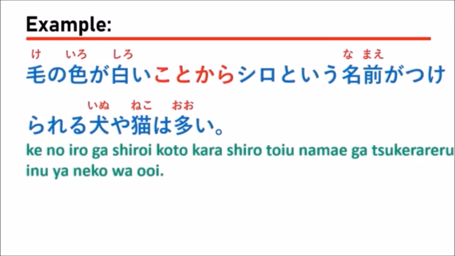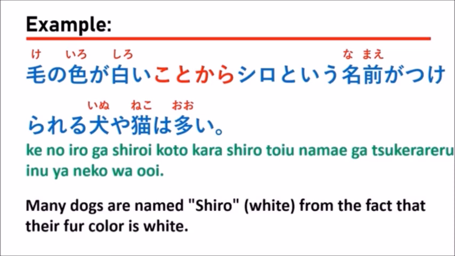The next one: 毛の色が白いことから白という名前が付けられる犬や猫は多い。This means many dogs are named Shiro. Why? From the fact that their fur color is white.